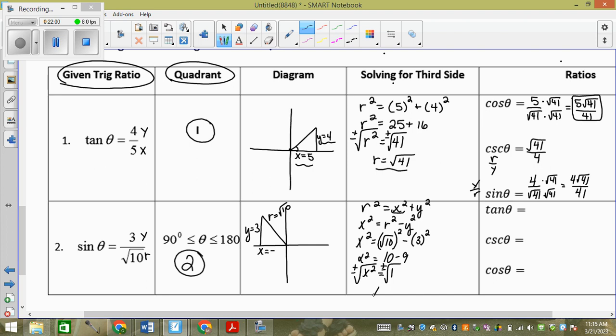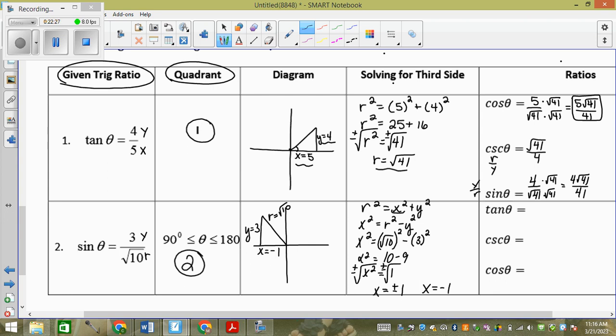Now, if you didn't draw it, you would be winging it. You'd be guessing if it's positive or negative, right? Be a 50-50 guess. Because we drew it, because we know it's in quadrant 2, we know our x's are what in quadrant 2? Negative. Now I have my 3 things, and I can do my ratios, right?